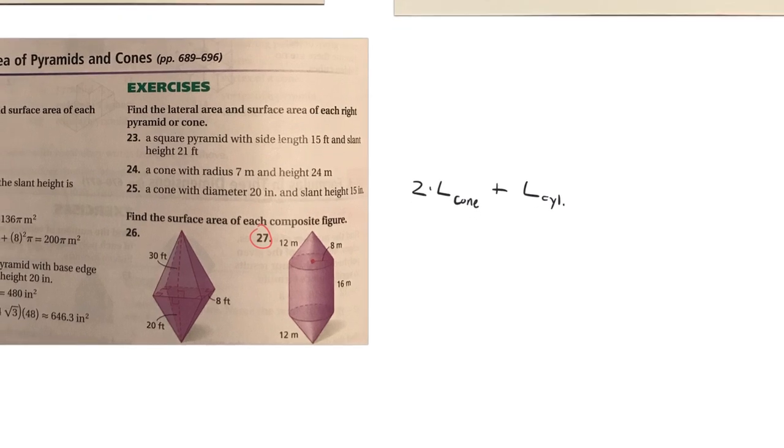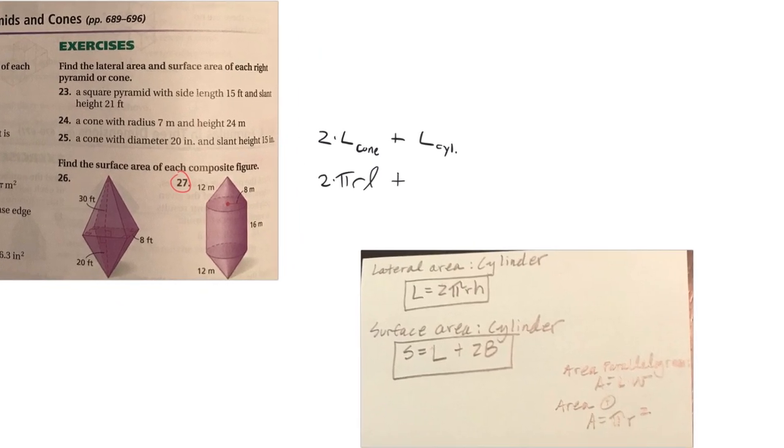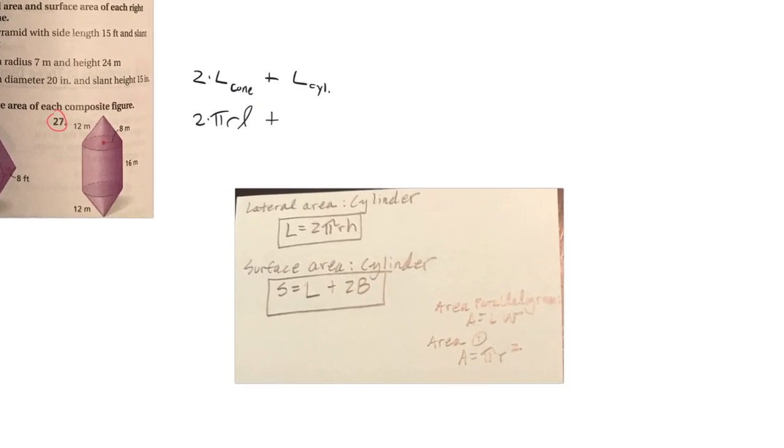I don't want to do too many steps in my head. So it's going to be 2 times pi RL here. And over here, it's going to be the lateral area of the cylinder. And as a reminder, the lateral area of any cylinder is going to be 2 pi r times h, right? So let's just write that down, 2 pi r h.